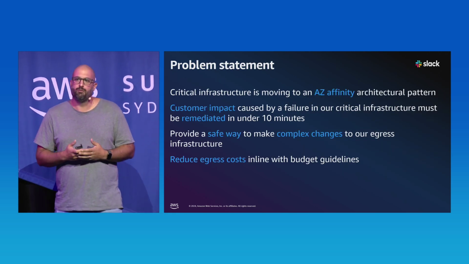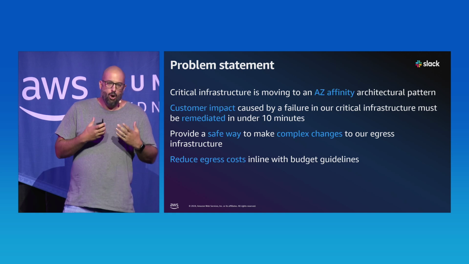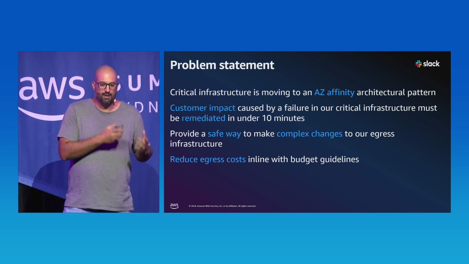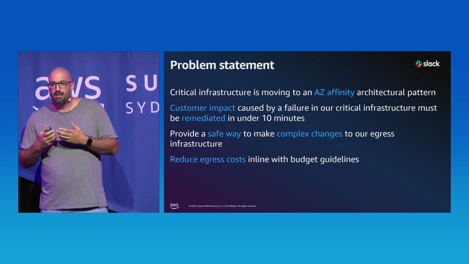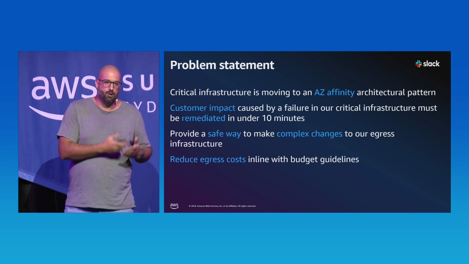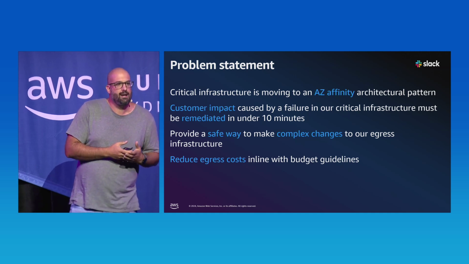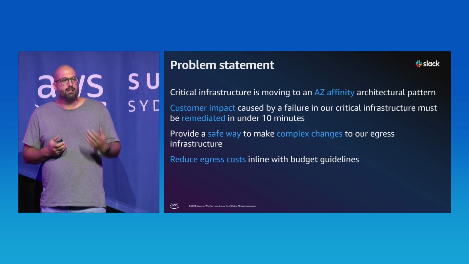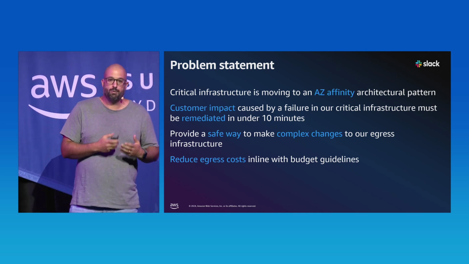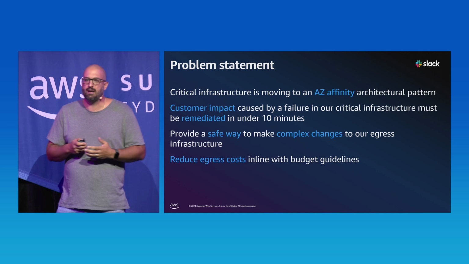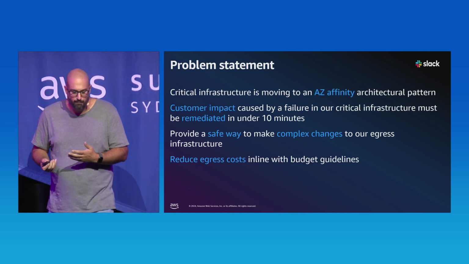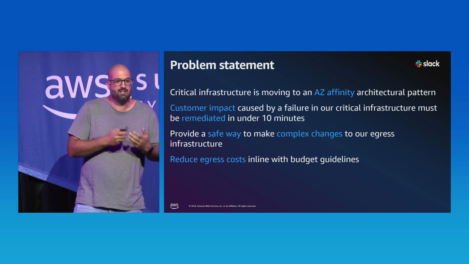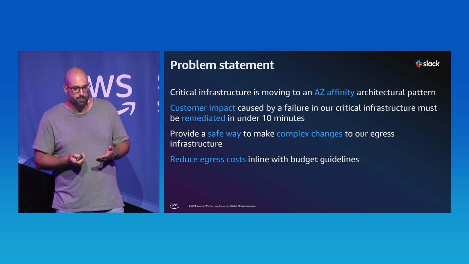So why do we want to move to a cell-based architecture? Overall at Slack, there's an ongoing body of work to move our critical infrastructure to an AZ affinity architectural pattern. This in turn is being driven by a reliability goal where all customer impact is remediated within 10 minutes of a failure in our critical path. Continuing on with the reliability theme, we want to provide a safe and easy way to make complex changes to our egress environment. And finally, the egress environment is quite large and our costs have exceeded our budget, so we've got some cost control work to do there as well.